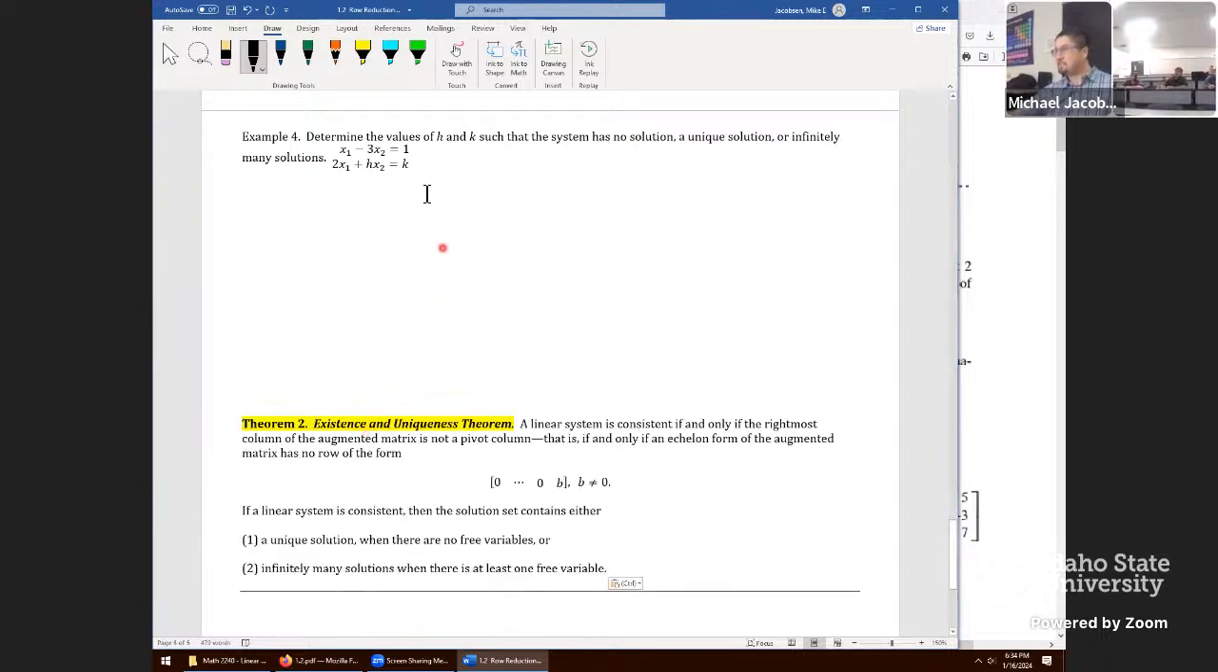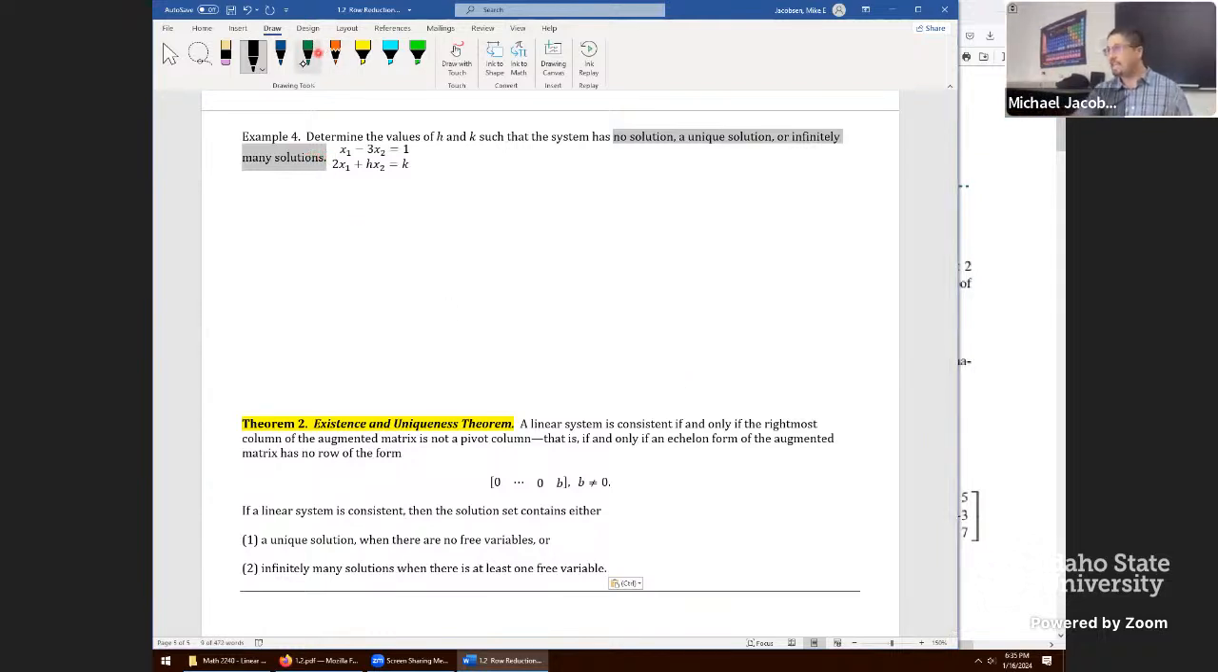So for this problem, it says determine the values of both h and k this time, such that the system has, well, there's three parts of this one: no solution, a unique solution, or infinitely many solutions. Now, what it did not say is find the general solution or find the solutions. So we can resolve all three questions right here purely by going to echelon form. Will do the job for us. So let's write that down.